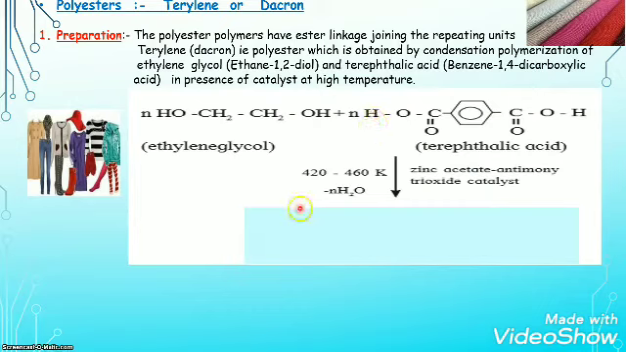Students, during the formation of ester from alcohol and acid, water molecule is removed. But to eliminate this water molecule, take OH from acid and H from alcohol. So this part we are going to follow for this condensation polymerization. During the condensation polymerization of ethylene glycol, that is alcohol, and terephthalic acid, that is acid, we are going to take H from the ethylene glycol and OH from the terephthalic acid. So this will be eliminated as a water molecule.